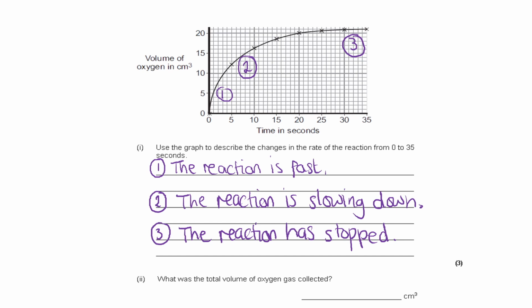Then the next question says, what was the total volume of the oxygen gas collected? So where the graph has levelled off, if we read off where the volume is, that shows us that we had 21 centimetres cubed at the end.